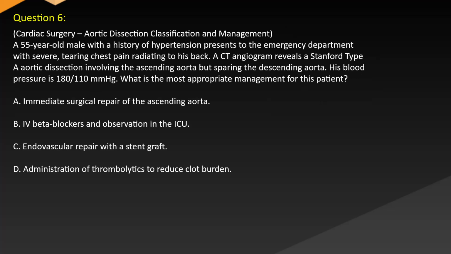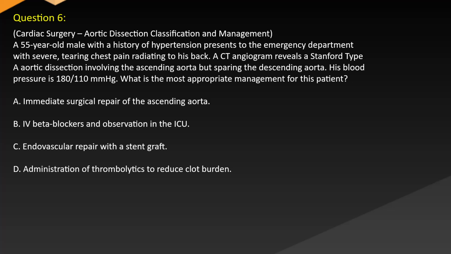Question 6. Cardiac surgery. Aortic dissection classification and management. A 55-year-old male with a history of hypertension presents to the emergency department with severe tearing chest pain radiating to his back. CT angiogram reveals Stanford type A aortic dissection involving the ascending aorta but sparing the descending aorta. His blood pressure is 180/100 mmHg. What is the most appropriate management for this patient?